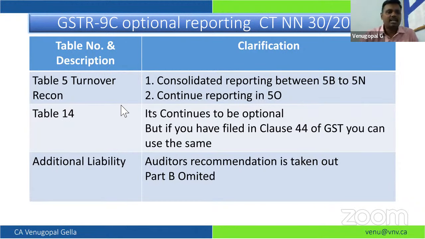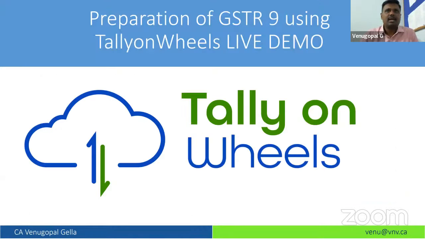So these are the reporting requirements of GSTR 9 and 9C. Let's look at the demo, how this information can be used and how we can use software like Tally on Wheels for you to file your GSTR 9 and 9C. Before I go on to the demo, are there any questions from anyone? You can ask the questions. If anyone has a question, we can take it. Else we can go to how software will help you in downloading all the information and automating the process.